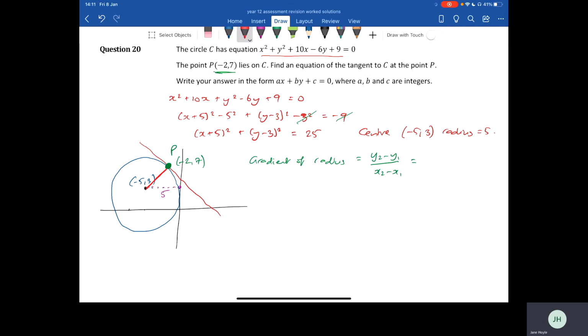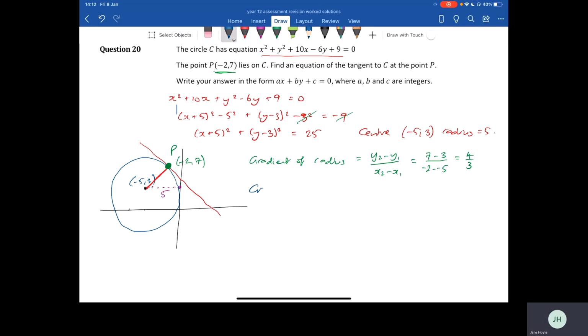Alternatively, here's the triangle. I can just see that that length goes from 3 up to 7, so that's going to be 4. And then I know that along it goes from minus 5 to minus 2, so that's going to be 3. Or just use the equation here. If I do 7 take away 3 over minus 2 take away minus 5, I get the same, don't I? I get 4 over 3. So the gradient of the radius is 4/3.